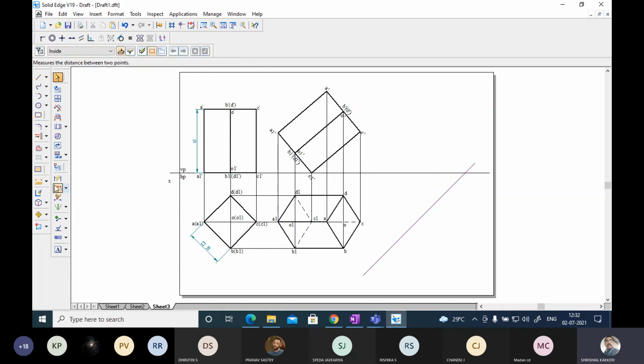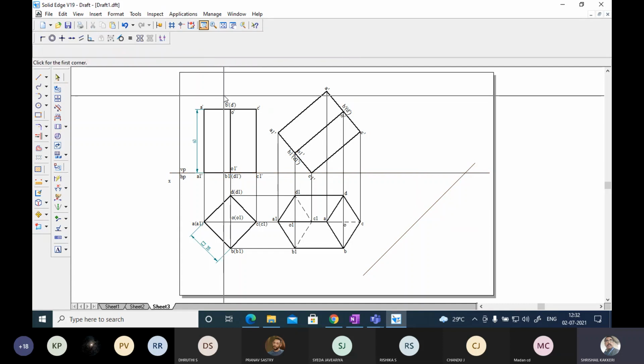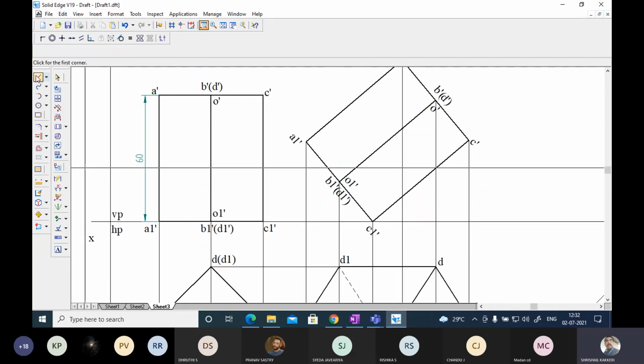Okay. You can measure this angle. You can see this, it will be 45 degrees. Then only it is correct. Okay. Now here, immediately after completing this, what do I have to do?